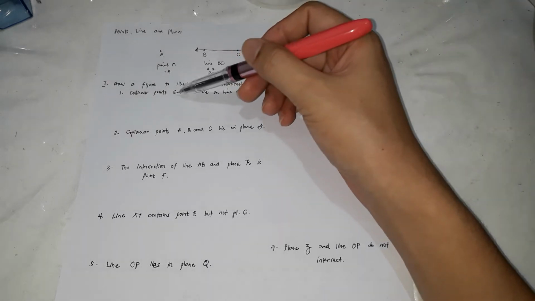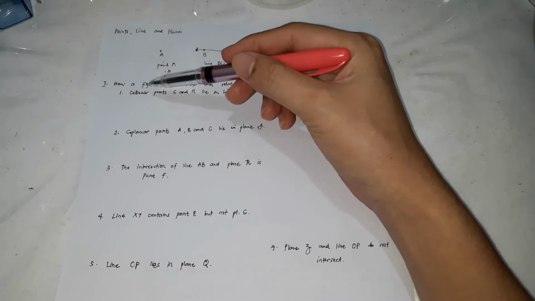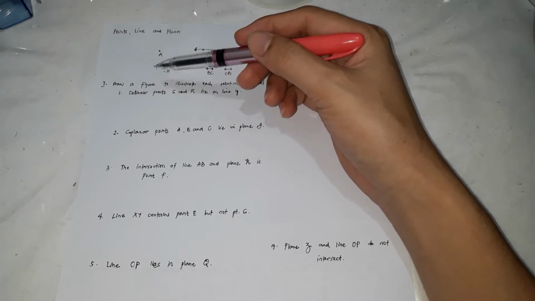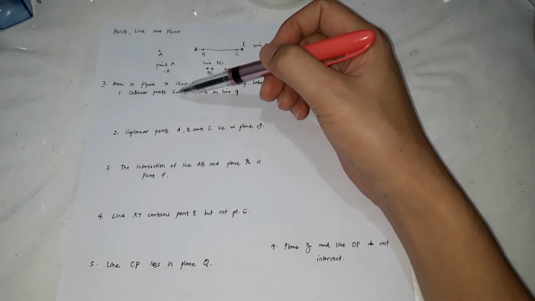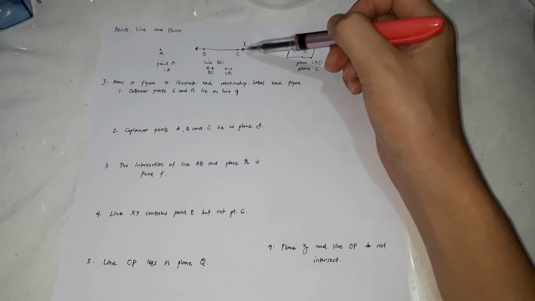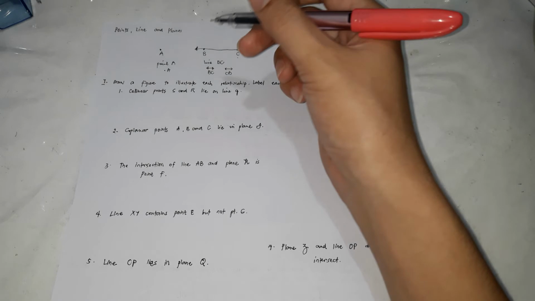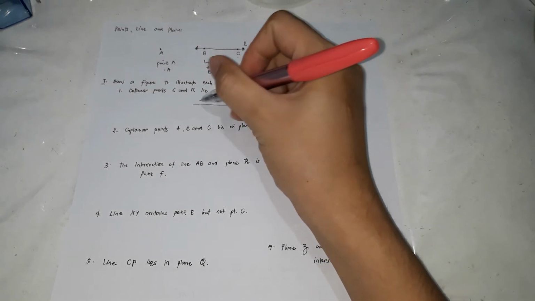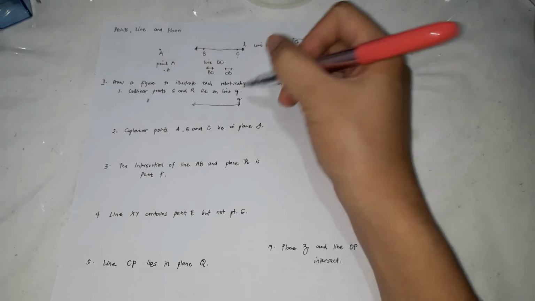So we're going to do test 1. Draw a figure to illustrate each relationship. Label the figure. Number 1: collinear points S and R lie on line Q. What do you mean by collinear? Collinear means they are on the same line. Points S and R are collinear because they are on just one line. So you're going to draw a line and name it Q. So this is line Q.